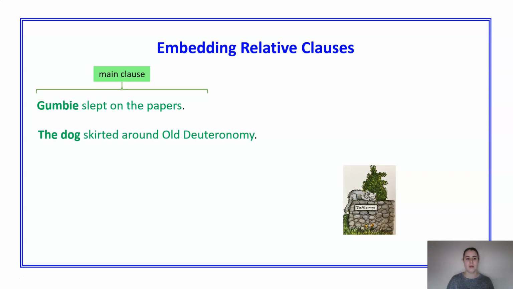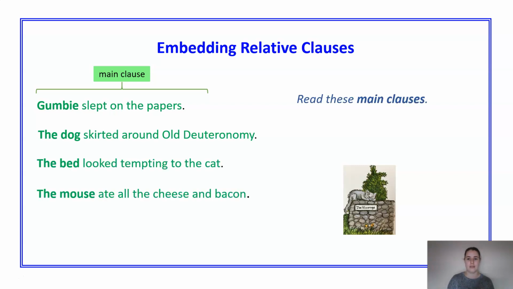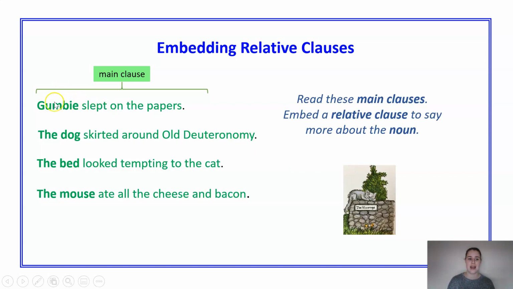So Gumby slept on the papers, the dog skirted around, and here are some examples. I want you to read these main clauses. What I would like you to do now, on your piece of paper in front of you, is rewrite those sentences with an embedded relative clause. Remember it's got to start with who, where, when, which, those, and that. It's got to be related to the noun, and the noun is written in bold. So pause the video, write those sentences and add an embedded clause in the middle. Don't forget to add your punctuation. Pause the video and have a go.